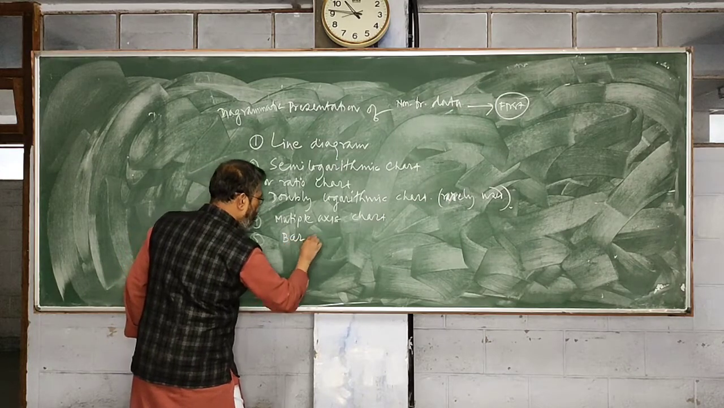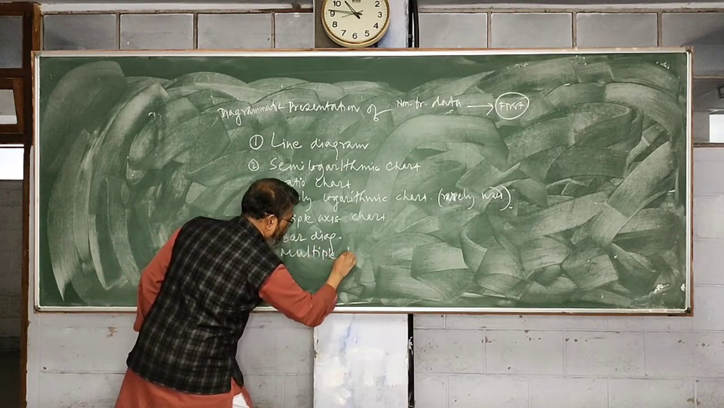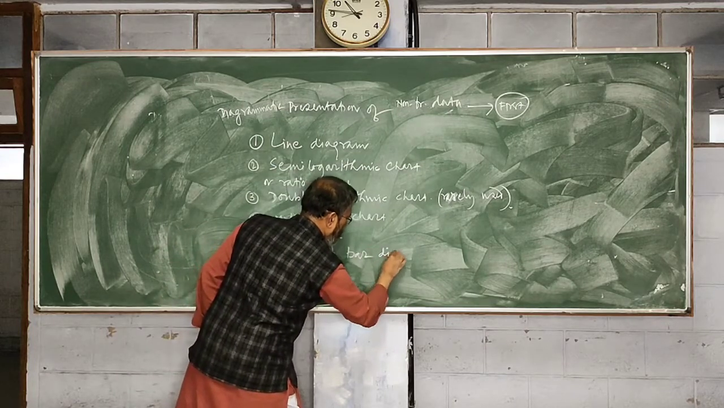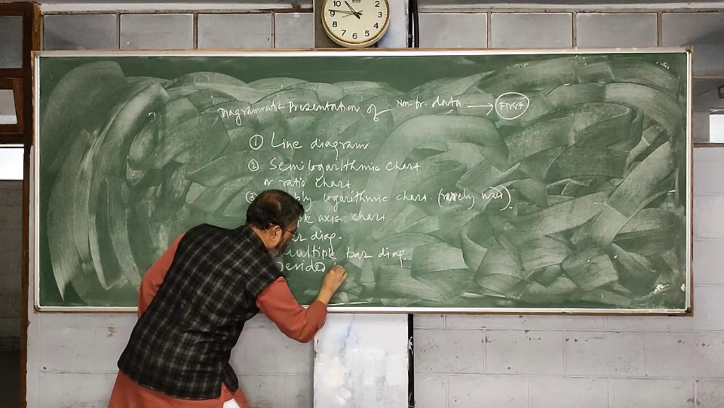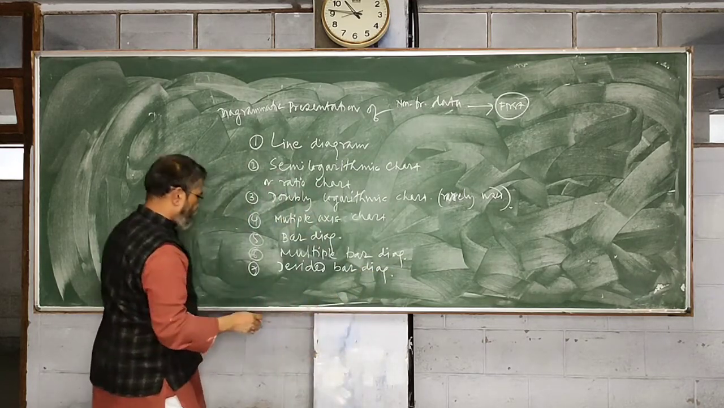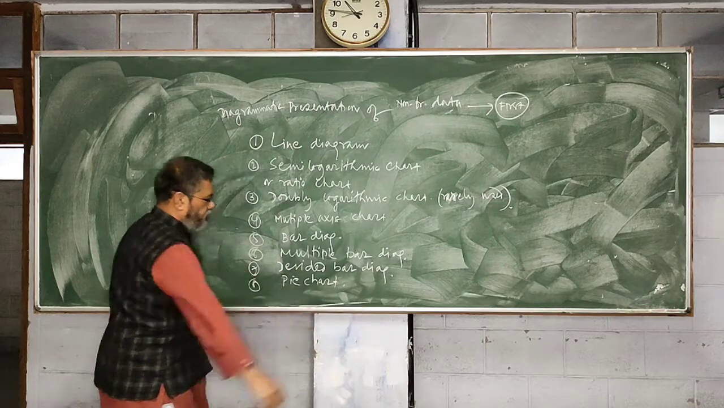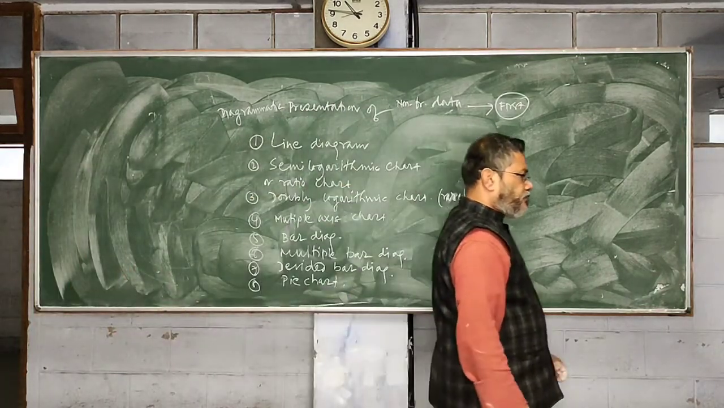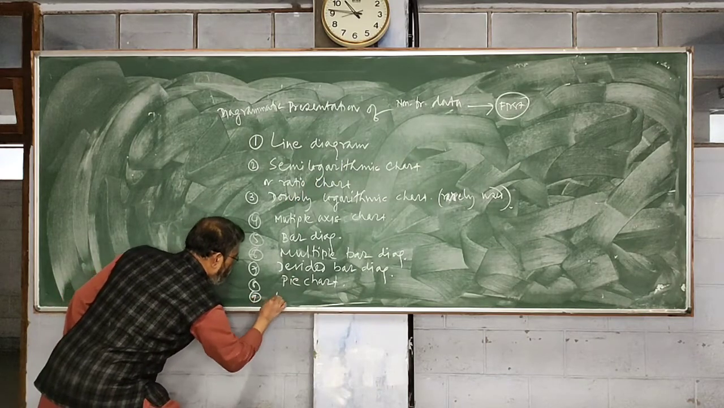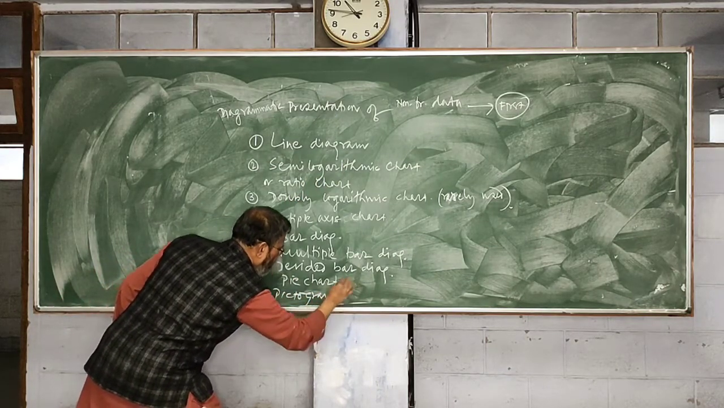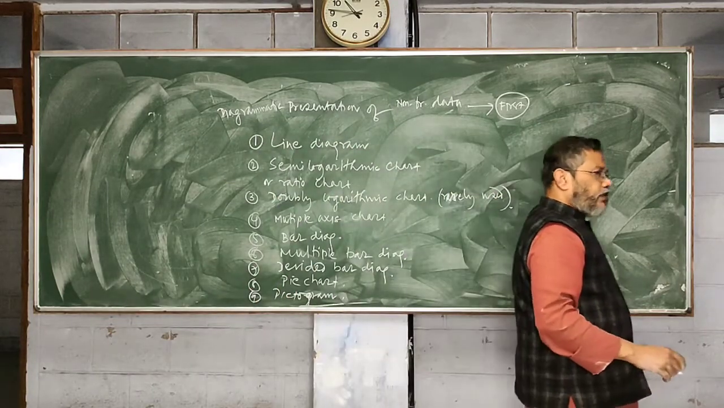Fifth, bar diagram. Sixth, multiple bar diagram. Seventh, divided bar diagram. Eighth, pie chart. Then maybe another, the pictogram.